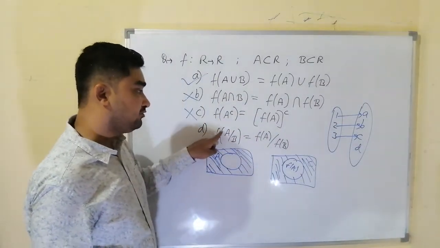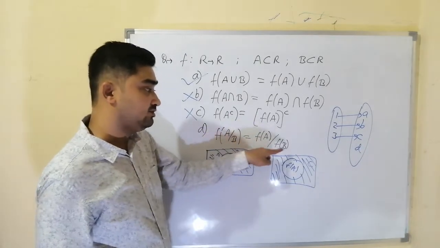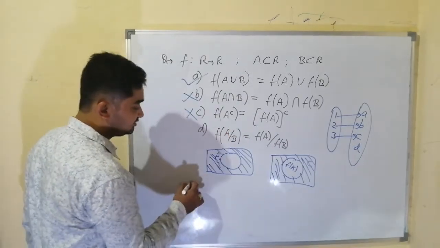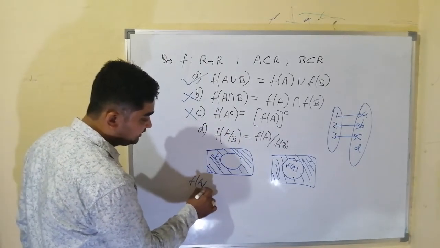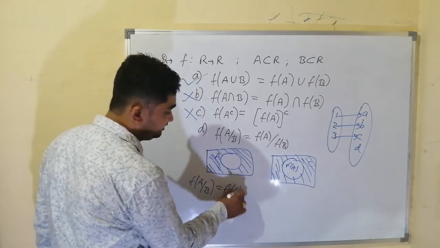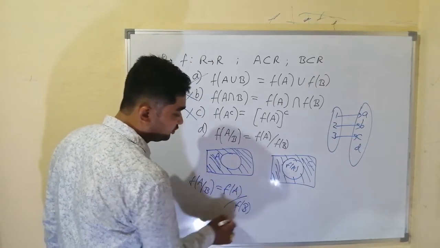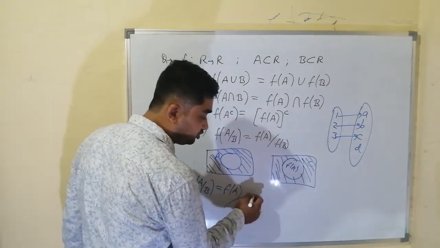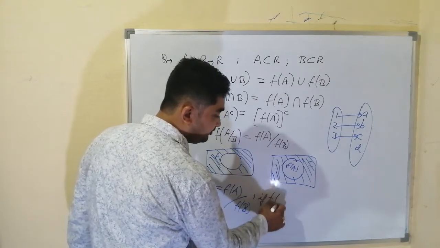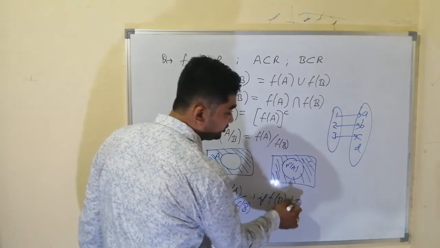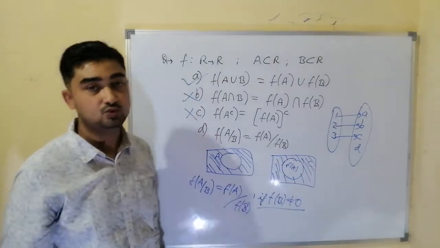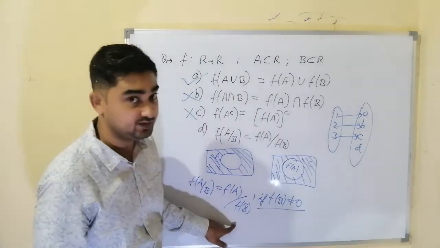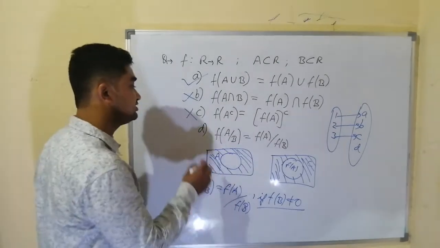Option D is f of a by b is equal to f of a divided by f of b. This we know from the algebra of functions, that f of a by b is equal to f of a divided by f of b. But one thing we also know is that it is true only if f(b) is not equal to 0. Then only this is true. Otherwise it is not defined. So in this problem we don't know whether f(b) is 0 or not.